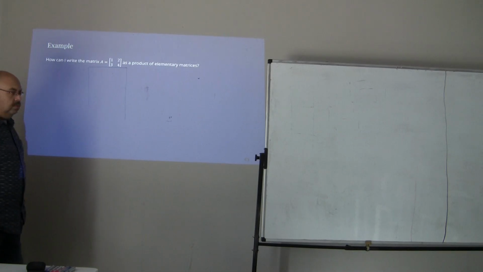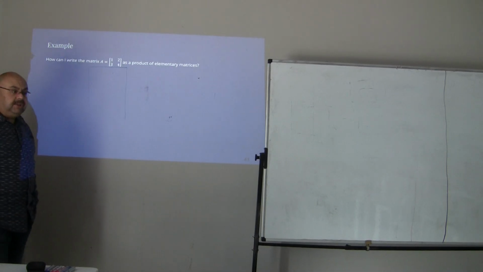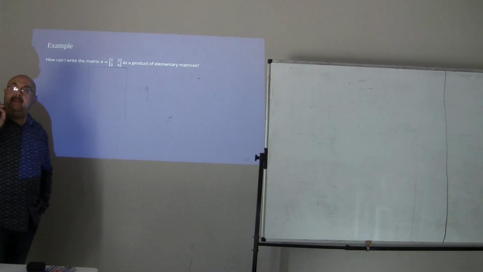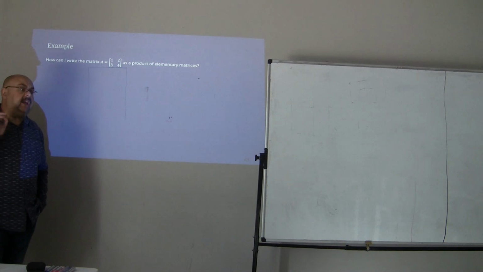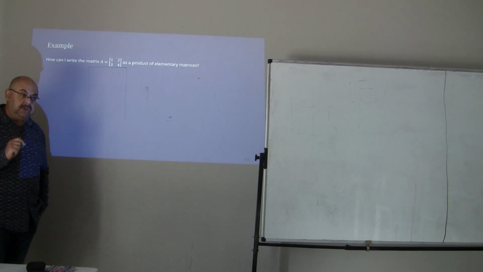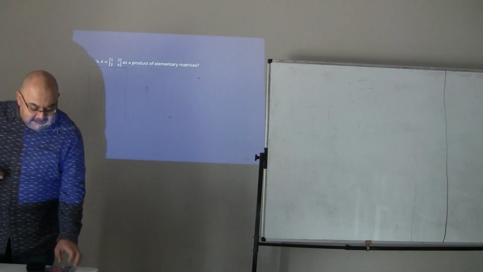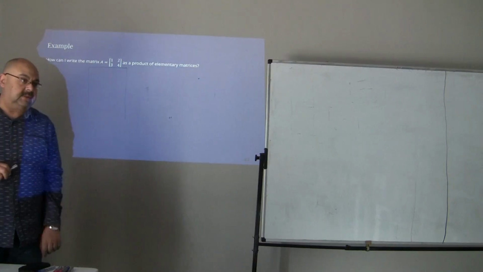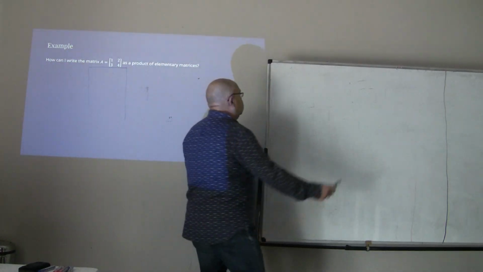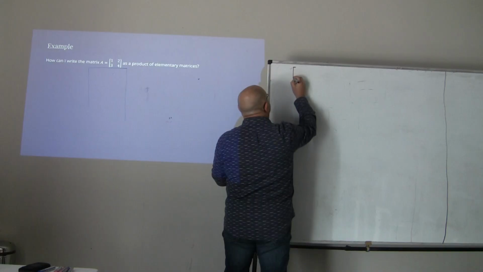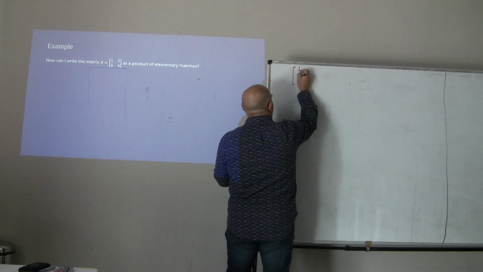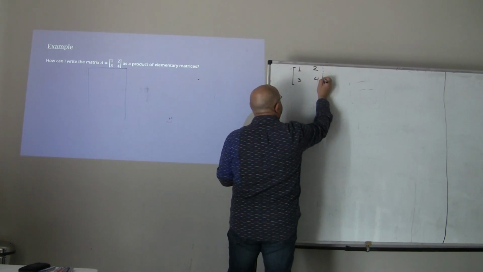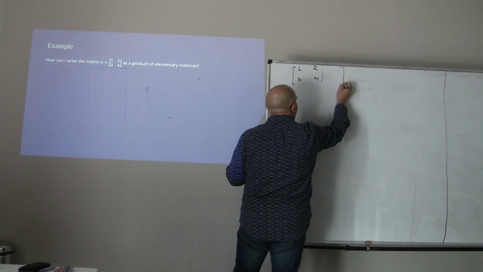It is asking you, how can I write a matrix A, [1, 2; 3, 4], as a product of elementary matrices? This is really a very important question. Once more, I will need to write the matrix A as a product of elementary matrices. So in this case, I will start by getting the inverse of this matrix. So it's going to be 1, 2, 3, and 4. That's the matrix that I am going to handle.